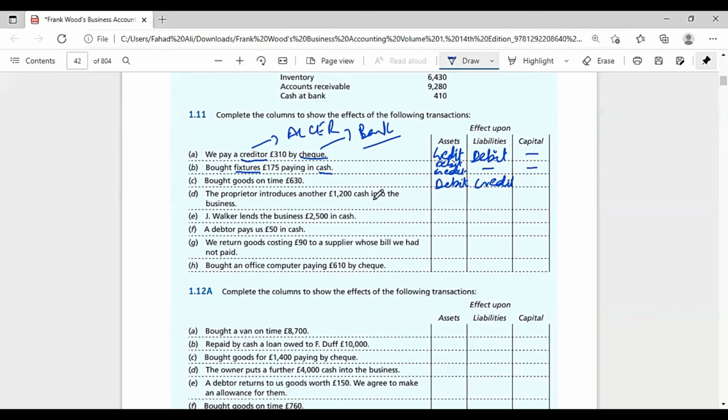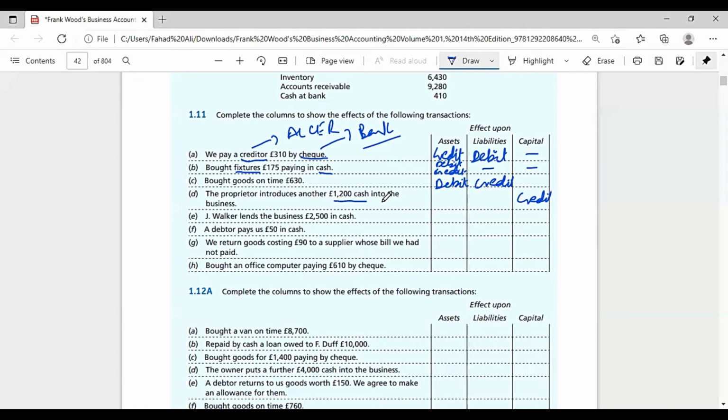The proprietor introduces another 1200 cash into the business. What is this? Cash. So capital. This is increasing. If it increases, then it's credited. And another cash is, what is cash in also? It's decreasing. So if an asset is decreasing, it is credited.